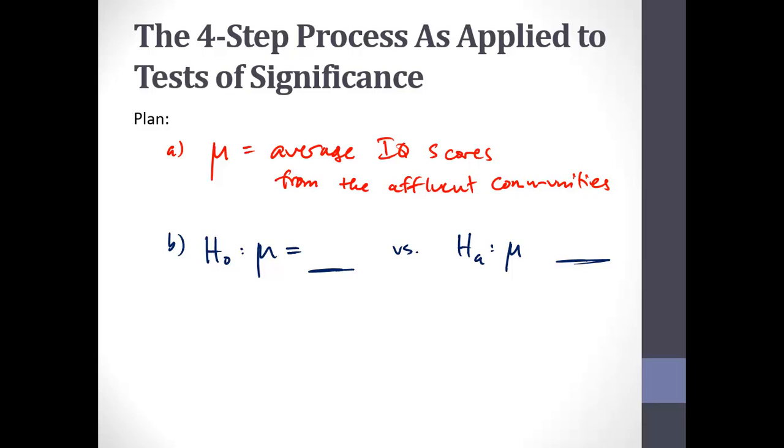So what is my hypothesized value? What am I checking these IQ scores for affluent communities against? I'm checking it against the whole population. I want to see how this subgroup compares to the population as a whole. So what would my hypothesized mean be? Did you say the average score is equal to the average score of the population? Yes, exactly right. And so that is the 100.